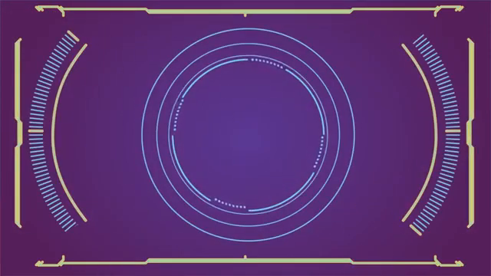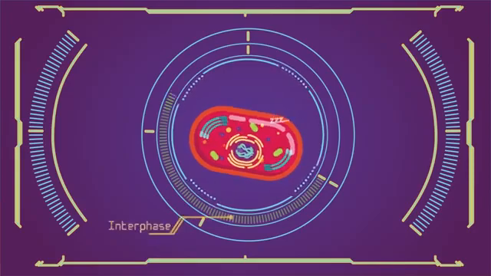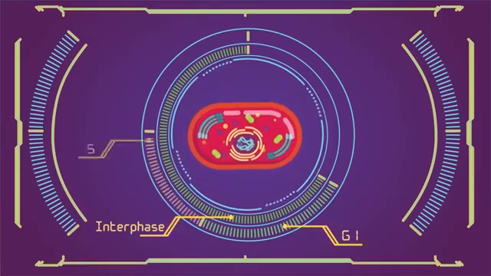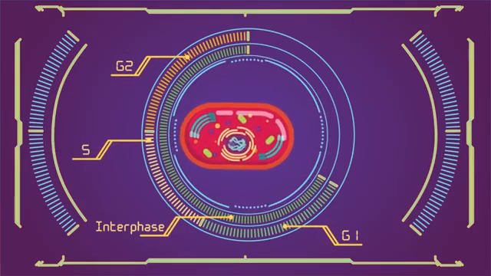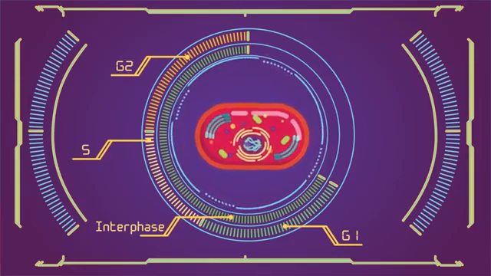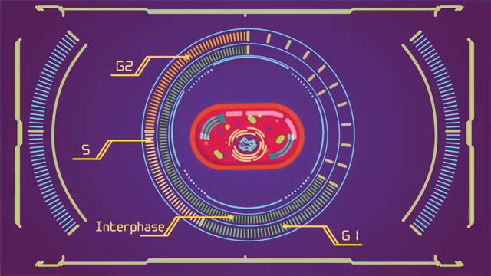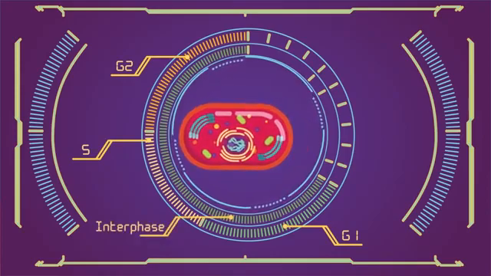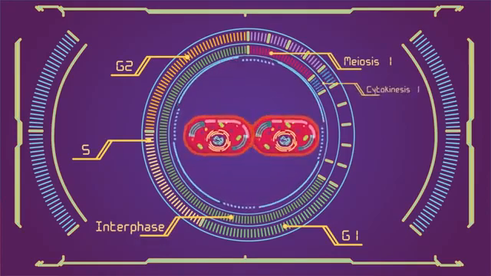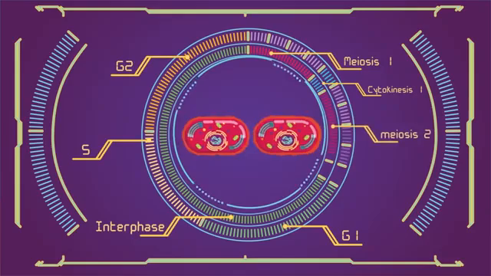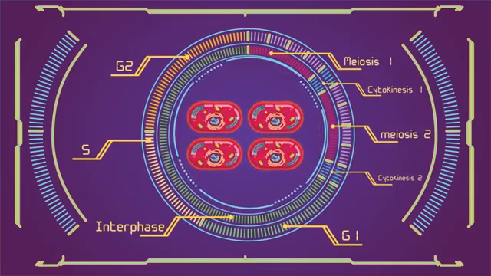Similar to mitosis, cells also pass through the interphase, G1, S, and G2 phase before they enter meiosis. Here are the distinct phases of meiosis. Interphase. Meiosis 1. Cytokinesis 1. Meiosis 2. Cytokinesis 2.